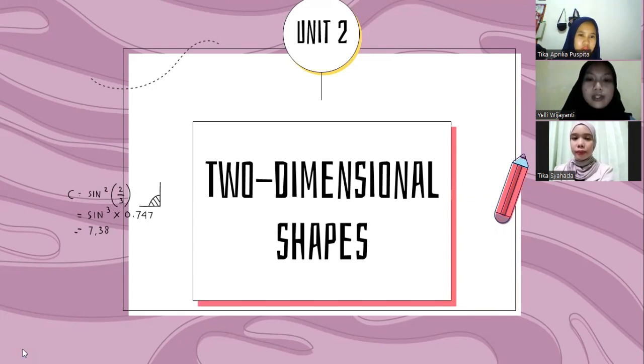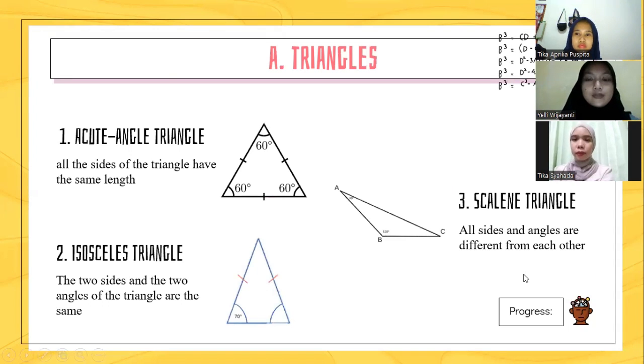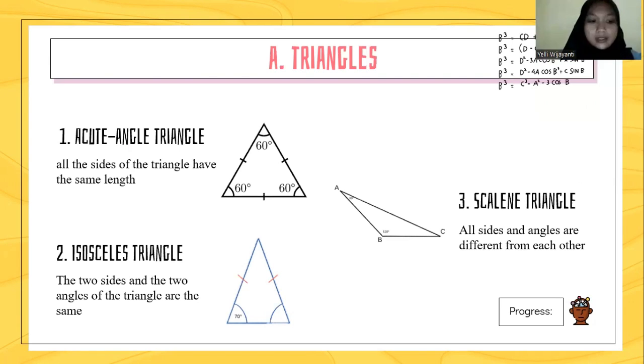The first one is triangles. There are three triangles here. The first one is acute angle triangle. All the sides of the triangle have the same length and angles are the same size. Like this one, 60, all the same size.